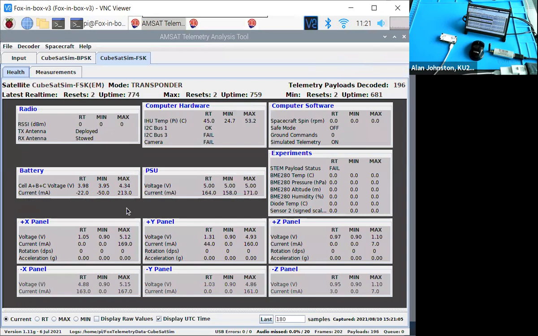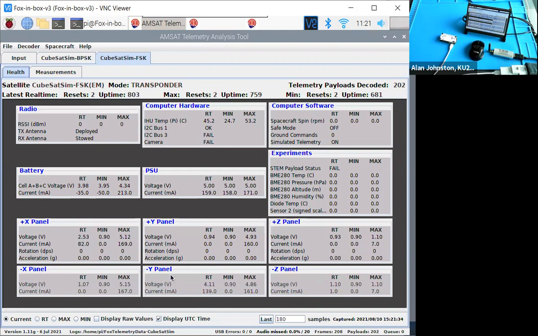So, we've looked at the voltages and currents for one solar panel. So we can compare those to another. So the plus Y, this is just facing a different direction. And if you look at that, it's pretty similar to what we're getting with the plus X, right? We had a maximum of 5.12, and here we have a maximum of 4.93. Maximum current of 169, maximum of 160. So that's pretty similar.